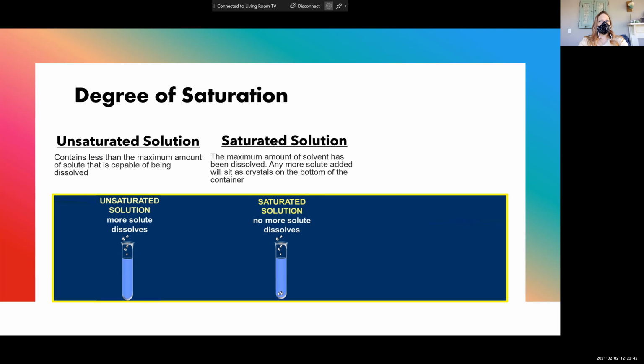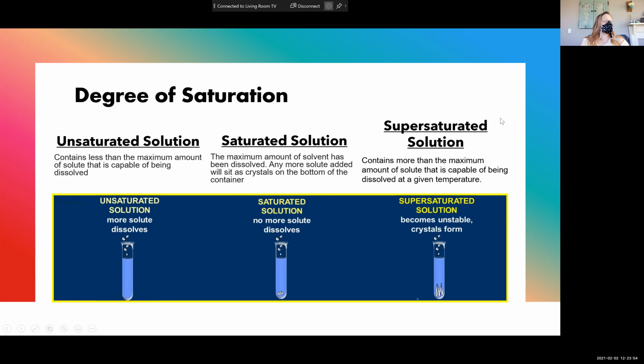Now, how did we get the sodium acetate to hold way more? We changed the temperature, right? Because that increases the solubility. So then your supersaturated solution, which is what we had today in lab, the demo, contains more than the maximum amount that's capable of being dissolved at a given temperature. And this even becomes unstable and crystals form. So when Lily dropped that one crystal in, that was enough to cause the crystals around it that are still in that solution to orient correctly, right?